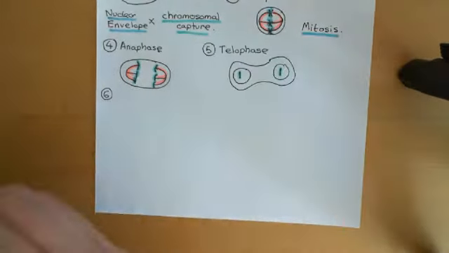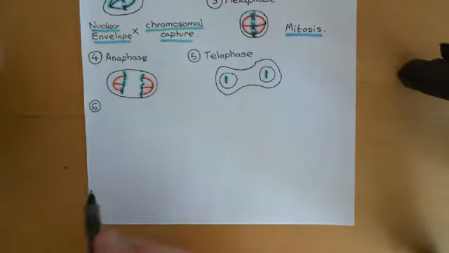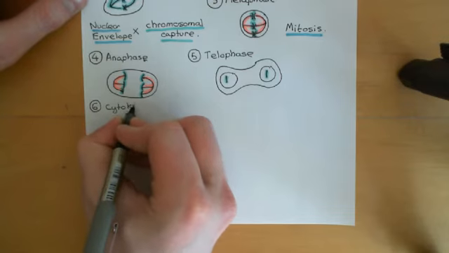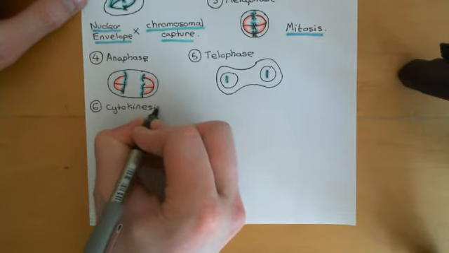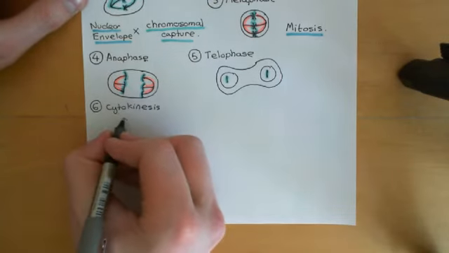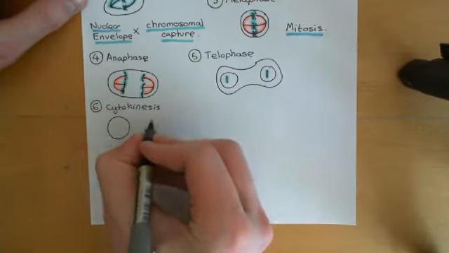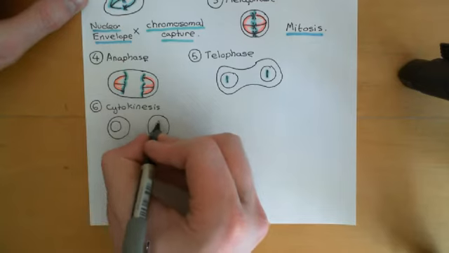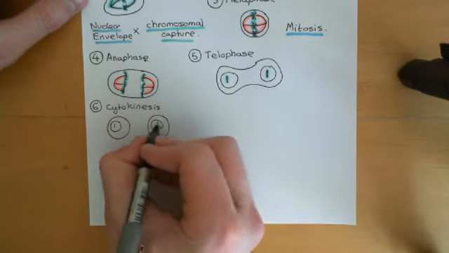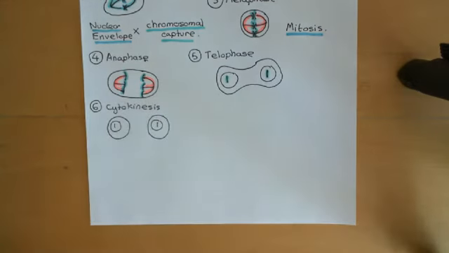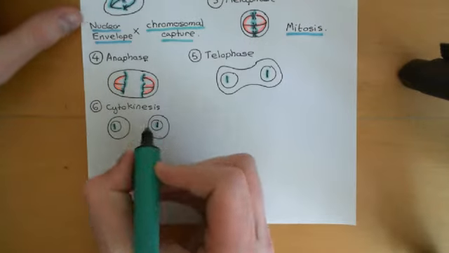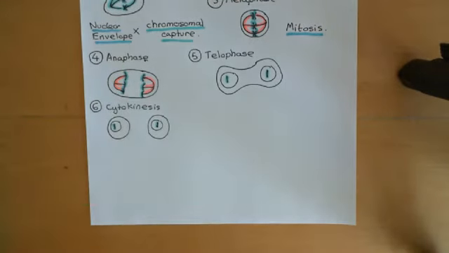So the 6th and final phase of M phase is what's known as cytokinesis. This is where the cell actually does split into 2 separate cells. So like so, here we have now the 2 separate cells with their nuclei in them. Each one of these cells will have a nucleus that contains 1 copy of all 46 chromosomes. And that's the cell cycle finished.